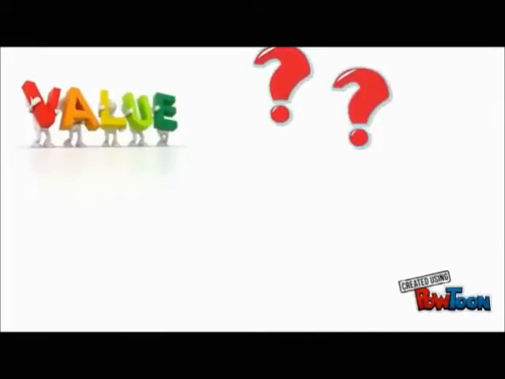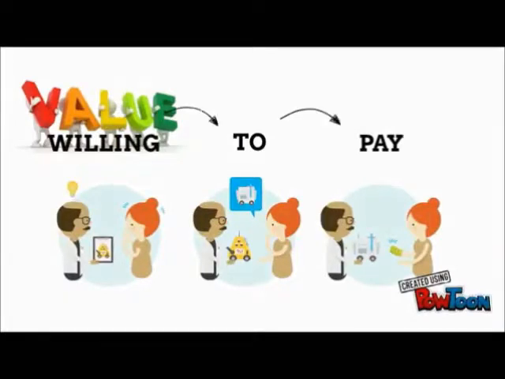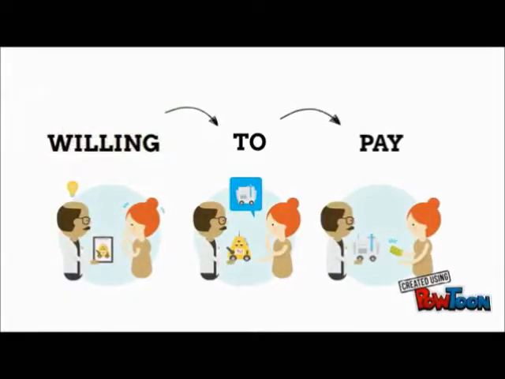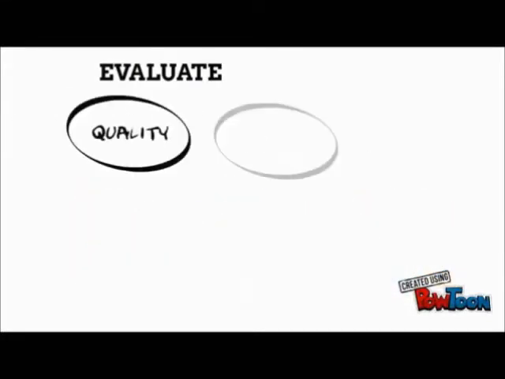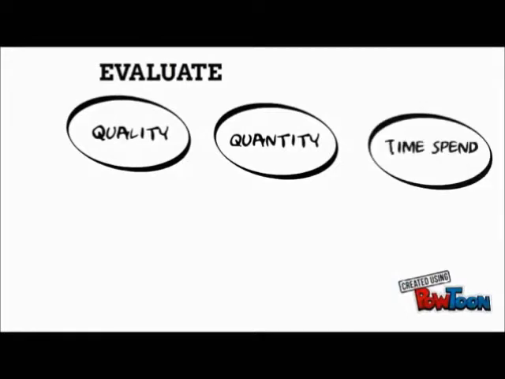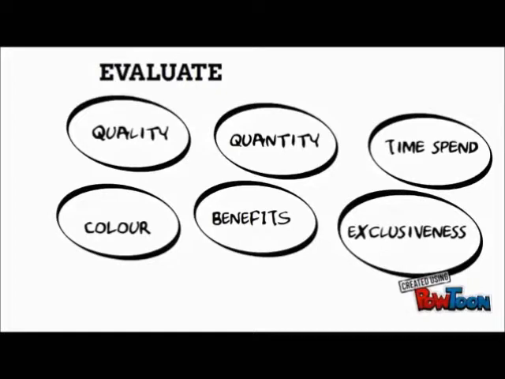What actually is a value? And how do we know that our decision has created a value? Well, value is how much the customer is willing to pay for our product or services. There are many factors that contribute to the willingness of the customer to buy the product at a certain value. For example, customers will evaluate the quality, quantity, taste, time spent, convenience, color, benefits, portion, and even exclusiveness.